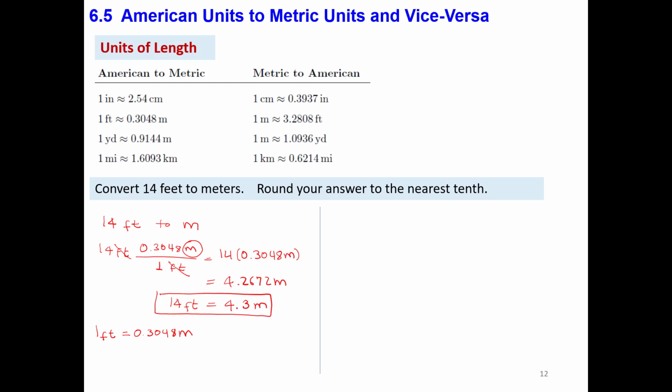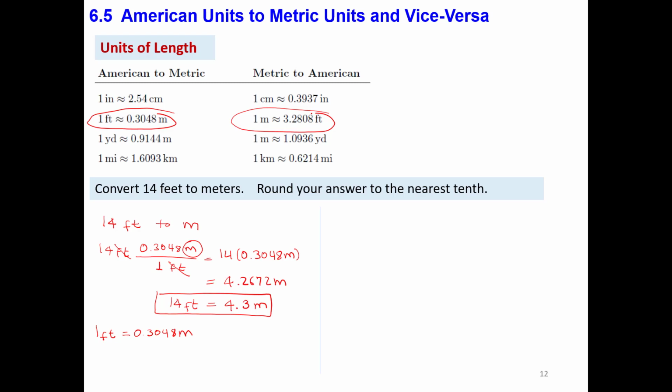Now let's do the same thing, but we will use the other conversion factor. In the first case, we used the conversion factor from American to metric system. Now let's use the other conversion factor that correlates meter and feet. We will do this in the same problem, just to show you that you can use either one and you will get the same answer.